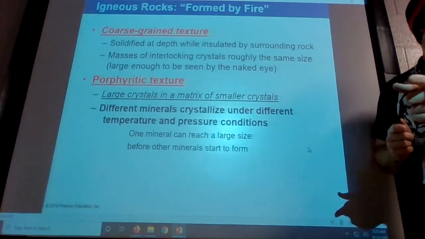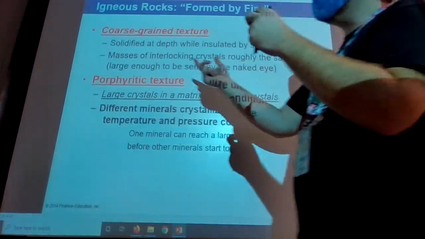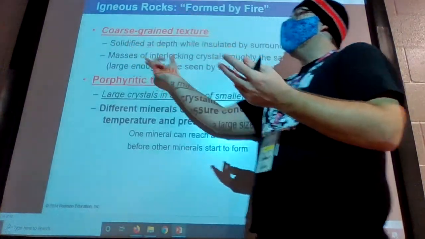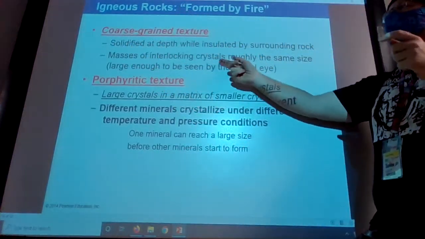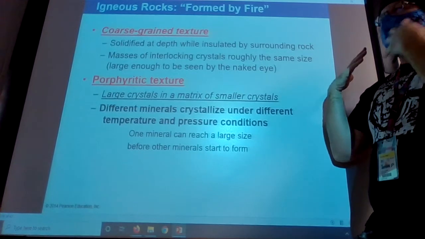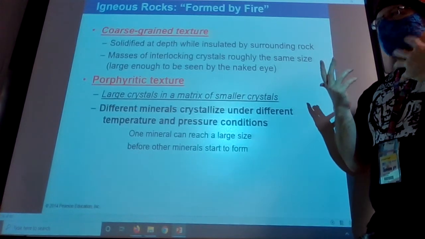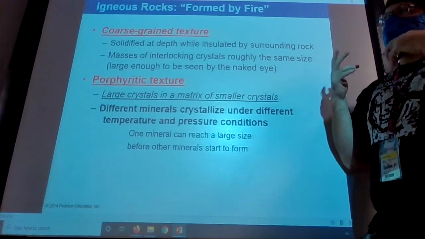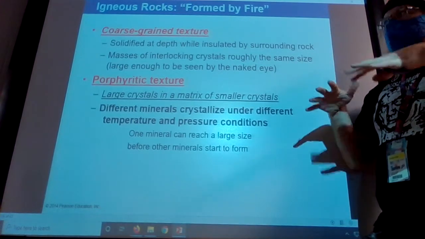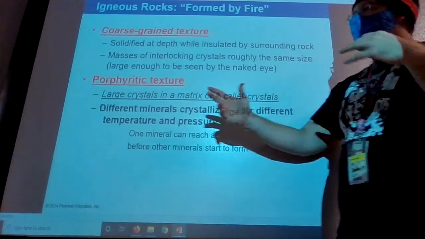So then you get to coarse grained, and coarse grained is essentially going to be your large grains. You should be able to see the interlocking crystals with your naked eye. You shouldn't have to use a microscope or a magnifying glass. And that means it cools very slowly underground, insulated by the other rocks.